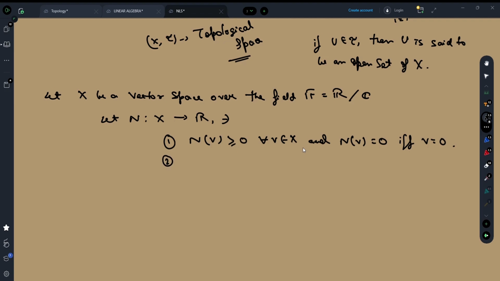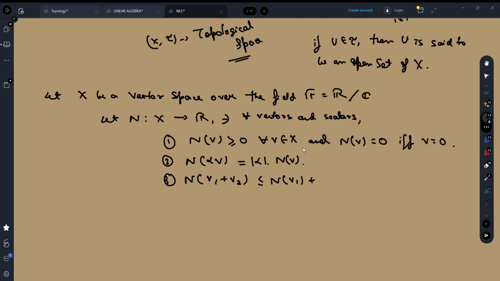Number two is that the image of any scalar multiple of a vector is the same as mod of alpha times the image of that vector. This happens for all vectors and scalars. And number three is that the image of the sum of two vectors is less than or equal to the sum of the images of each individual vector. That's a very famous inequality called the triangle inequality. Let me name these axioms n1, n2, and n3.